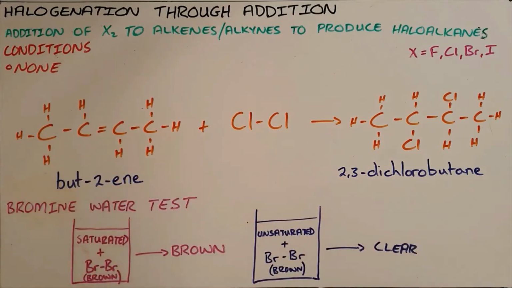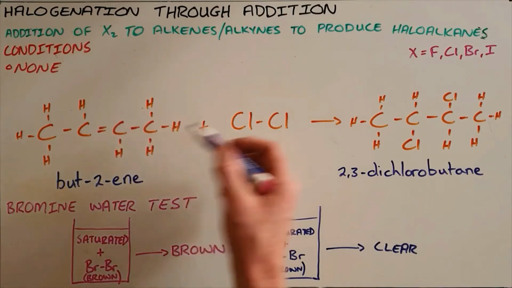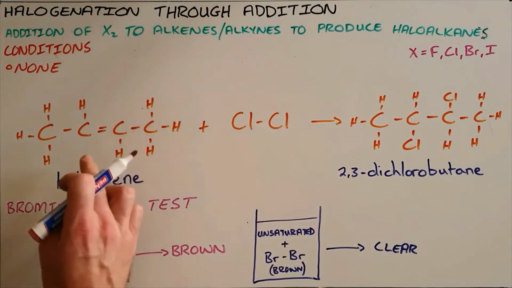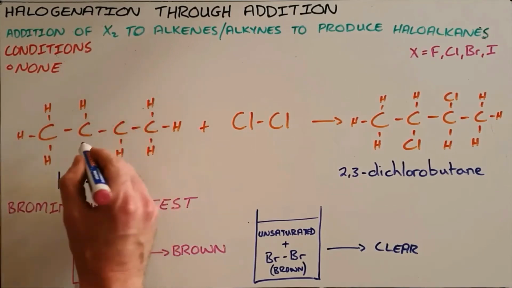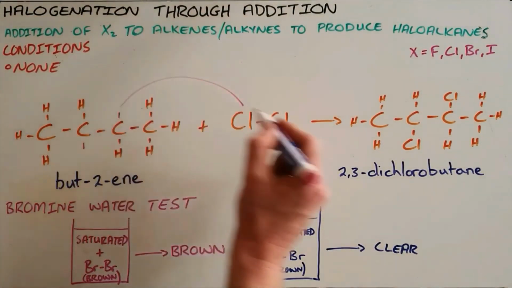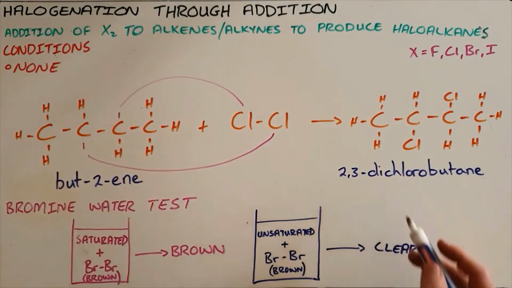occur almost spontaneously. As an example here, we have but-2-ene, where we have a double bond on the second carbon that reacts with chlorine, and we know that this happens because the double bond, the second bond, is not as strong as the first, and as a result that bond would break, and those bonds would then form with chlorine, and we would form 2,3-dichlorobutane, and that is halogenation through addition.